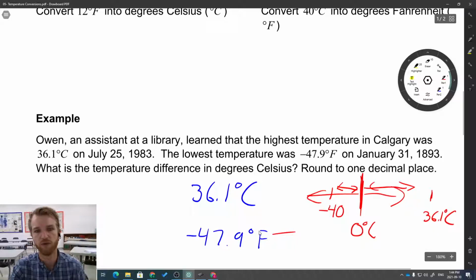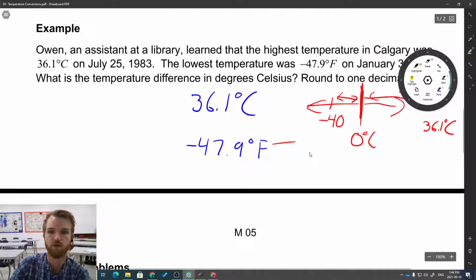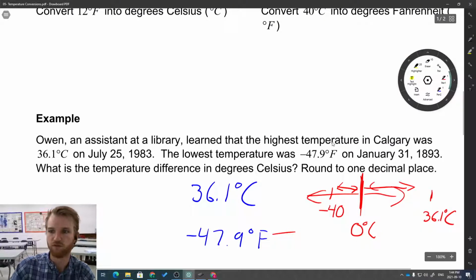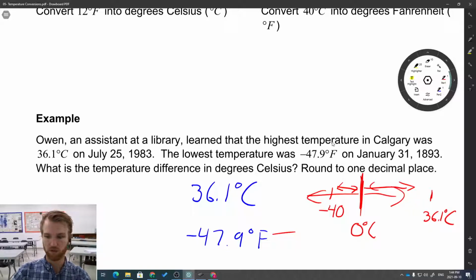Okay, so I think that should be enough to get you started on the right track. If that's still not making sense, you can obviously ask me for help. But that's really all there is to these temperature ones. It's just using those two equations and being careful in your calculator. So good luck with the practice problems.